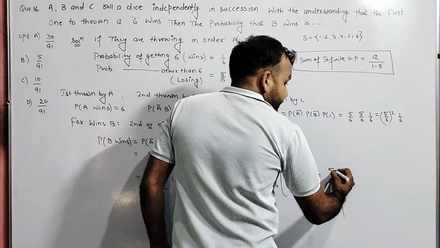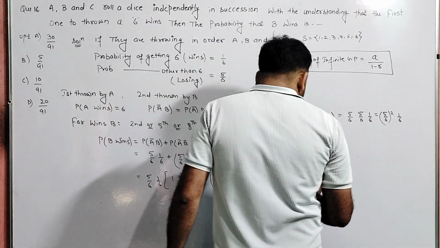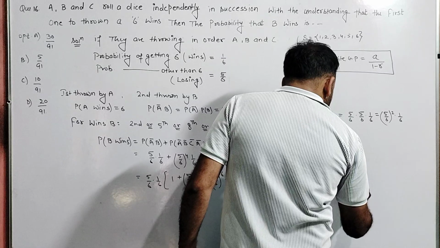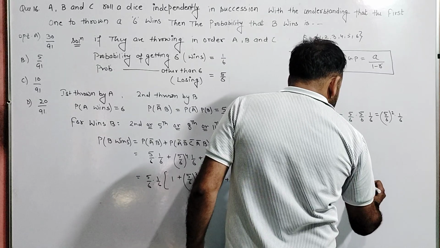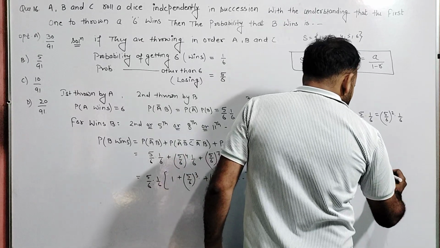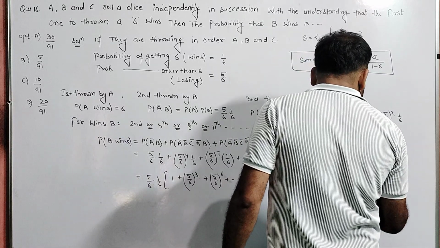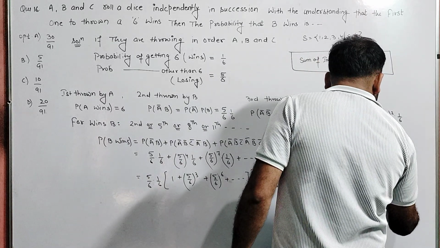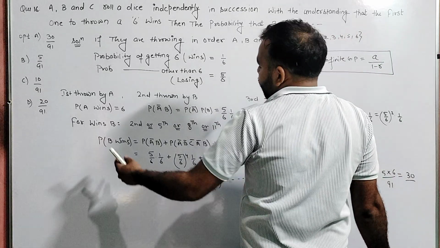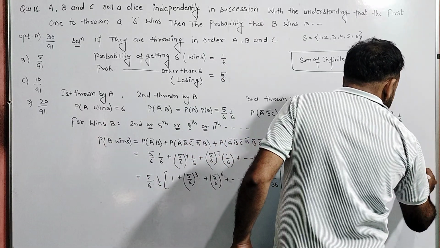That means 5 by 36 into 216 divided by 216 minus 125. Student, this is cancelled out by 6 times 5 into 6, divided by, if we subtract these things, you get 91 in our denominator. So we can say that our final answer for winning team B is 30 divided by 91.